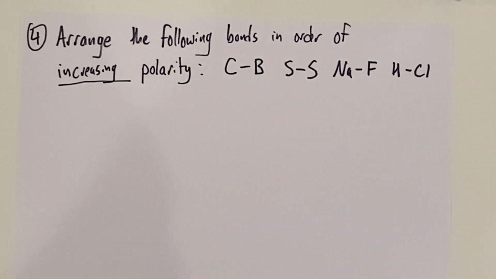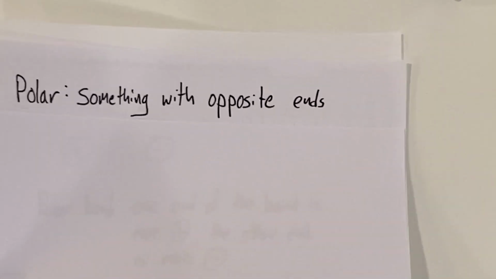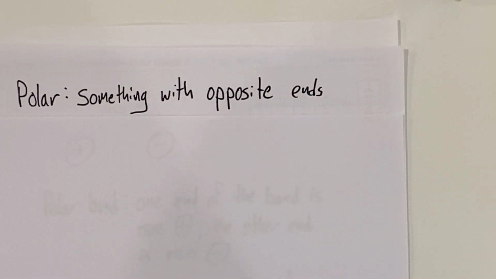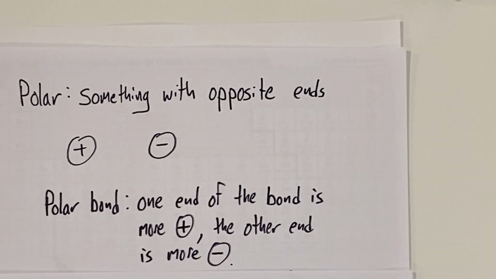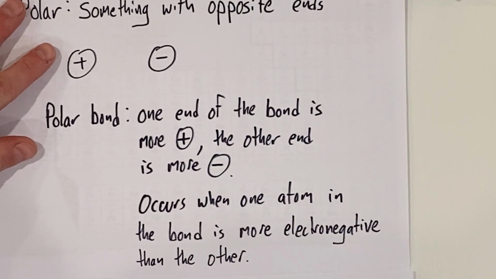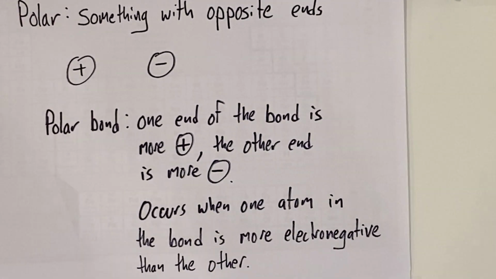Well, if we want to talk about polar bonds, let's just remind ourselves about what polar means. Polar is something with opposite ends. And in chemistry, the opposite ends are going to be negatively and positively charged. In a polar bond, one end of the bond is going to be more positive and the other one is going to be more negative. Now remember, bonds don't have to be entirely positively and negatively charged. One end could be a partial positive and one end could be a partial negative charge. And when does this occur? This occurs when one of the atoms in the bond is more electronegative than the other.